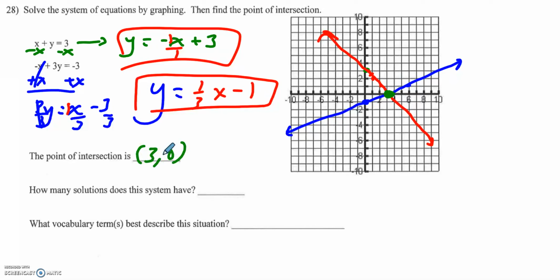3, 0. How many solutions does this system have? Well, my options are either one solution, infinite, or none. And because I see it intersect once, it has to have one solution. What vocabulary terms best describe the situation? Well, it was either independent, dependent, inconsistent, or consistent. Because these lines are doing their own thing, one of the vocabulary terms is independent. For the other vocabulary term, between consistent and inconsistent, there is an answer, which means the other vocab word must be consistent.